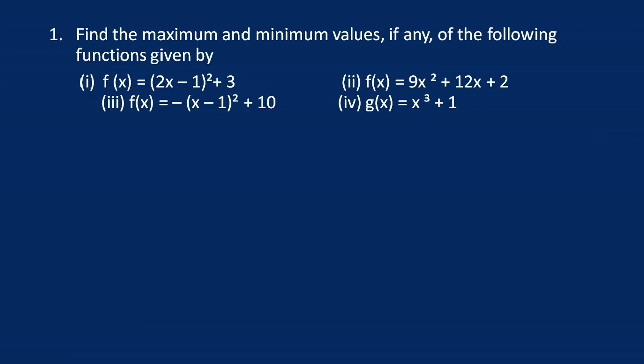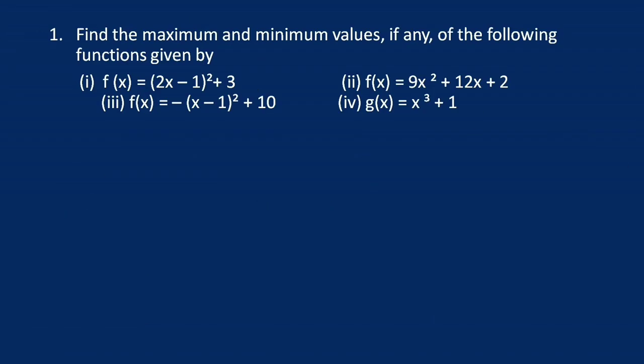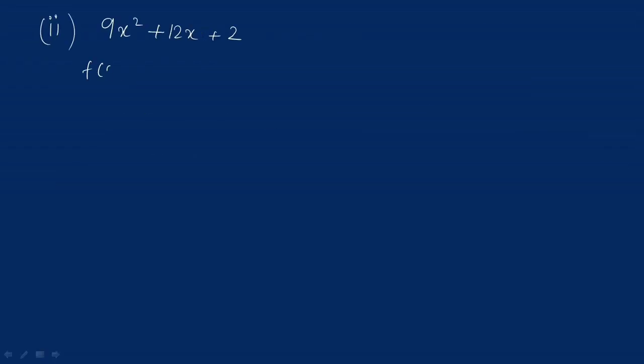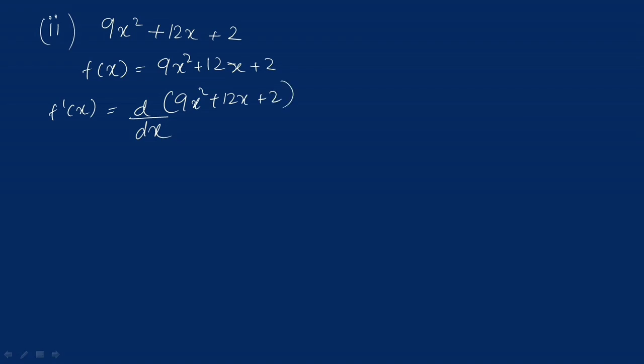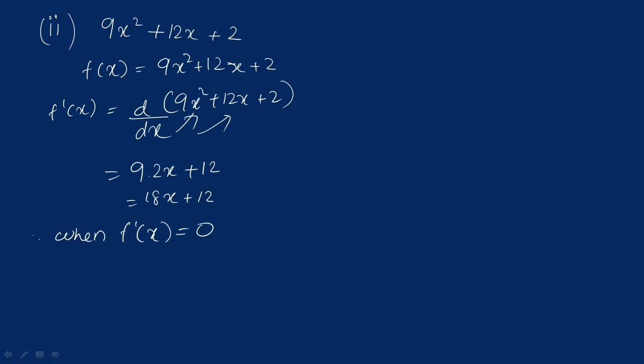Second question: f of x is equal to 9x square plus 12x plus 2. So we will find f dash of x, that is d by dx of 9x square plus 12x plus 2. d by dx of 9x square is 9 into 2x. d by dx of 12x is 12. d by dx of 2 is 0. So 9 into 2, that is 18x plus 12.